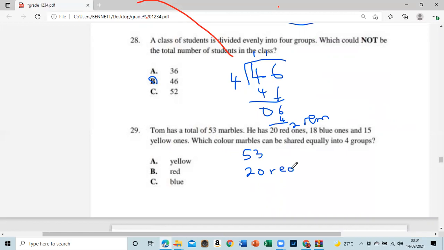My prep students see why I emphasize knowing the times tables is a very critical component. It's the foundation on which maths is built: addition, division and so on. There's something very important. So which of these can be divided equally by 4? That will be 20. So the answer is red.